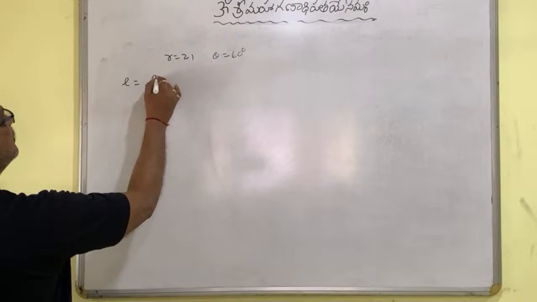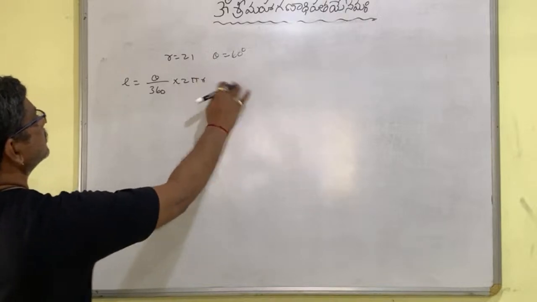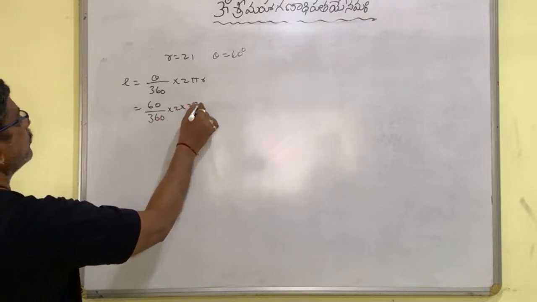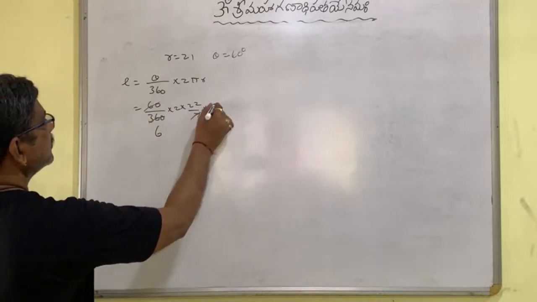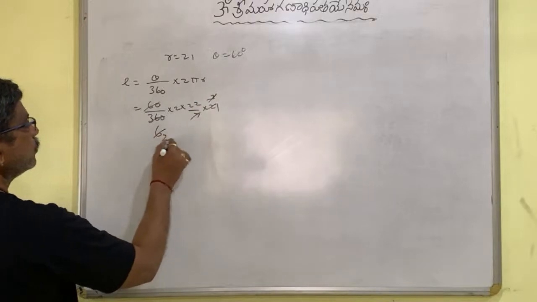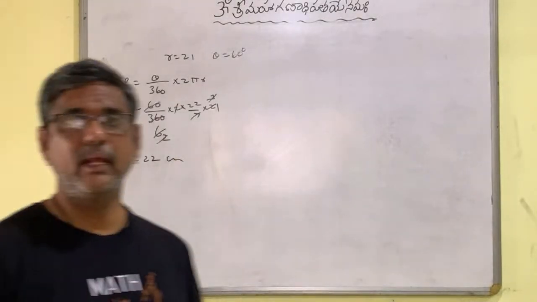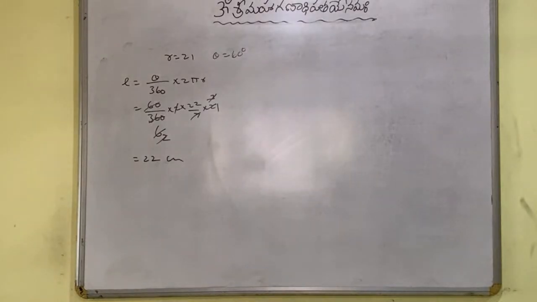Length of the arc is theta by 360 into 2 pi r. Sixty by 360 into 2 into 22 by 7 into 21. 6 times, 3 times, 2 times, cancel. Length of the arc is 22 centimeters.